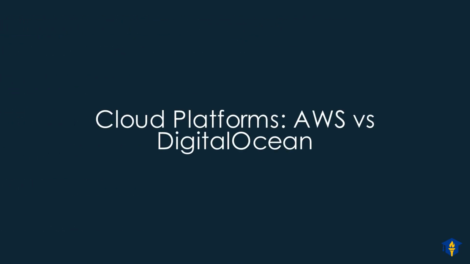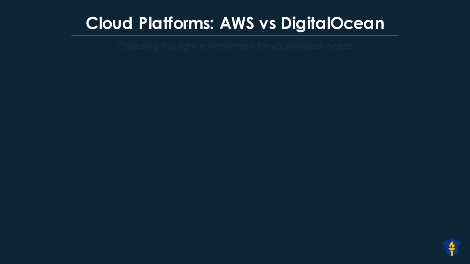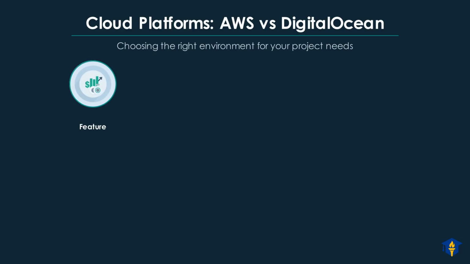Today, we will compare two prominent cloud platforms, AWS and DigitalOcean, for hosting your applications. Understanding their differences will help you choose the ideal environment tailored to your specific project needs. Let us begin by examining various features that are crucial when selecting a cloud hosting provider. First, we consider the ease of use, which refers to how simple it is to set up and manage services.